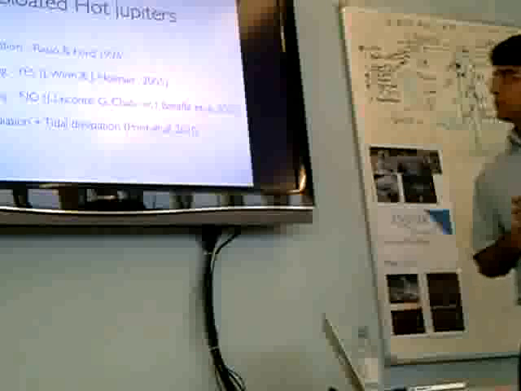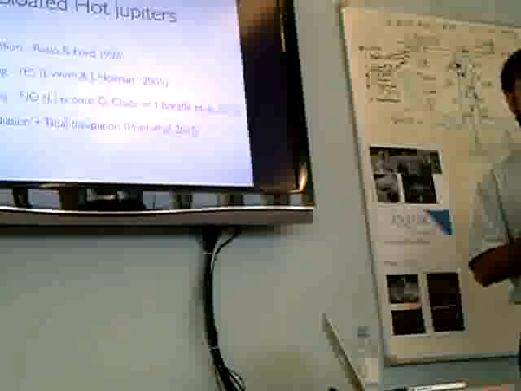Tidal dissipation was first suggested by Rasio and Ford in 1996. They used it to explain the circularization of an initially elongated orbit by tidal dissipation. And Winn and Holman in 2005 tried to use tidal heating to explain the hot Jupiter problem, the bloated hot Jupiter problem. Leconte et al. 2010 suggested that tidal dissipation was very important early on in the history of the planet system, but it's not enough to explain the bloatedness today.